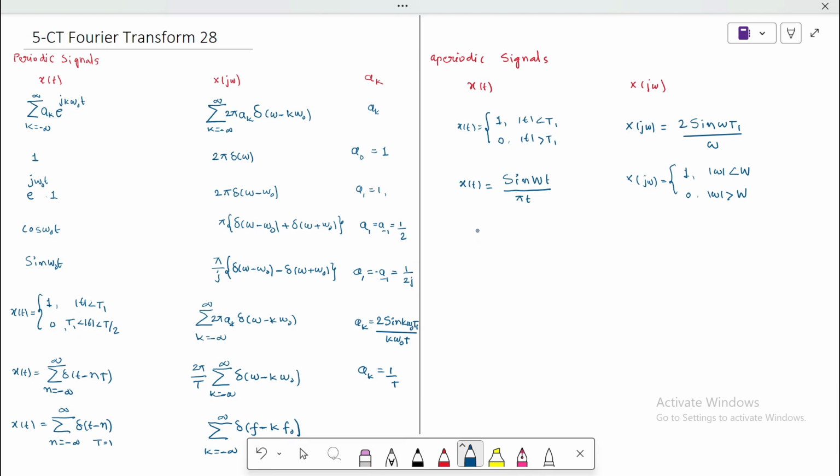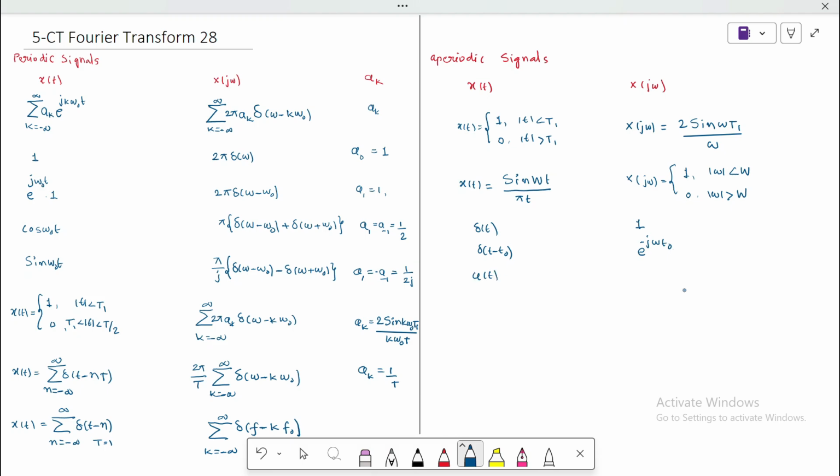Then the delta of t, Fourier transform equal to 1. We already wrote that here. So time shifting: delta of t minus t naught equals e power minus j omega t naught. This is a function of omega, and t naught is a constant.